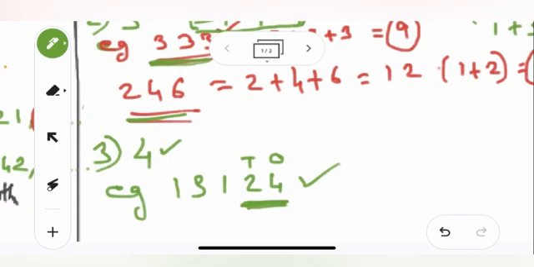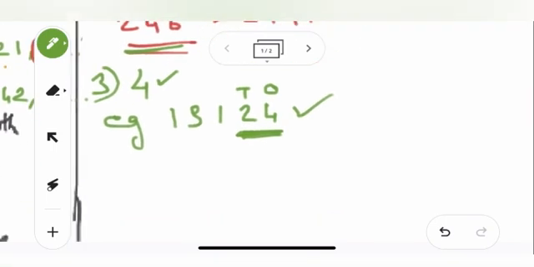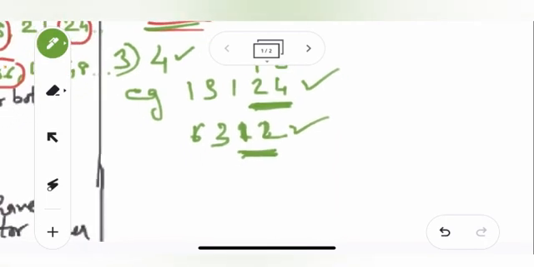Suppose the number is 1632, or I can say 112. Here the last two digits are 12, and 12 comes in the table of 4. Yes, that means this number is divisible by 4. So this is the divisibility rule for 4.